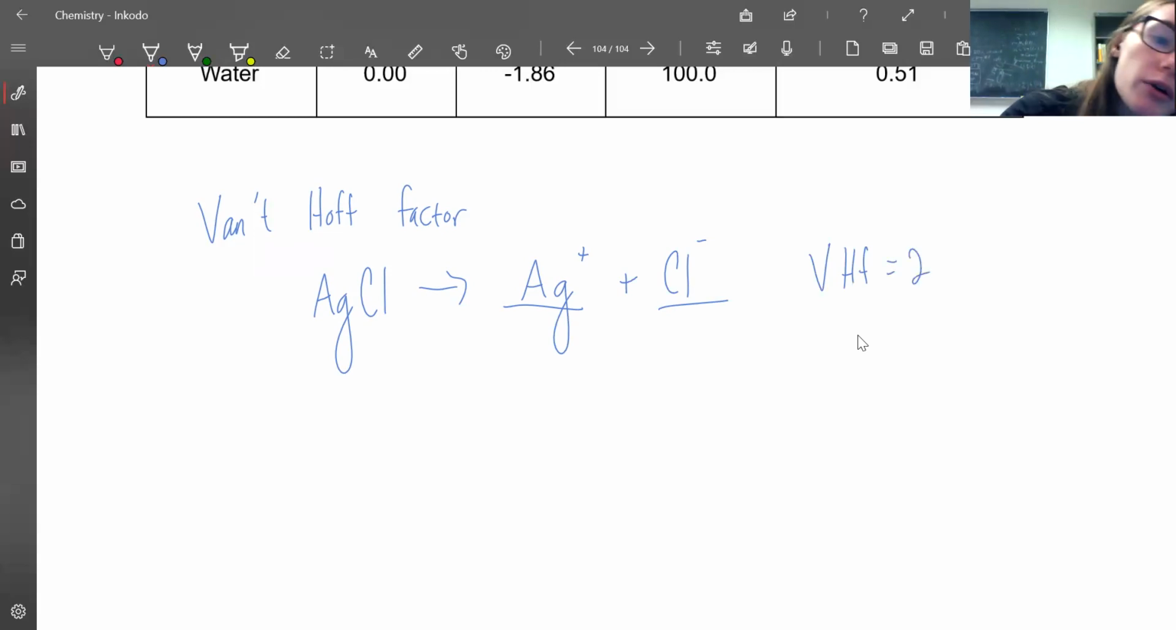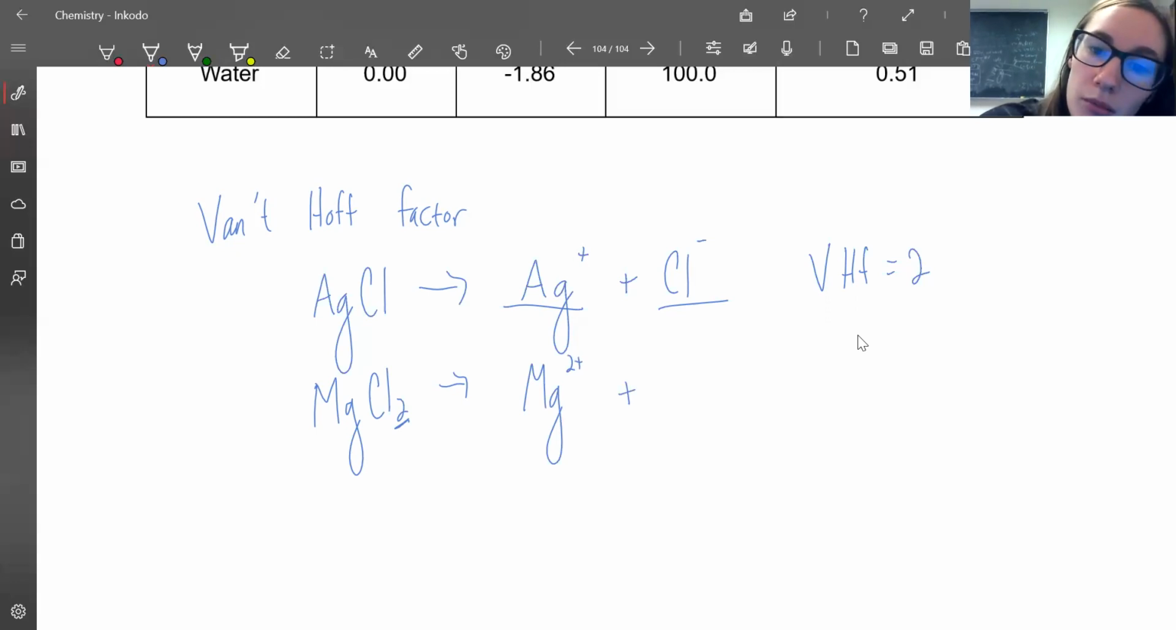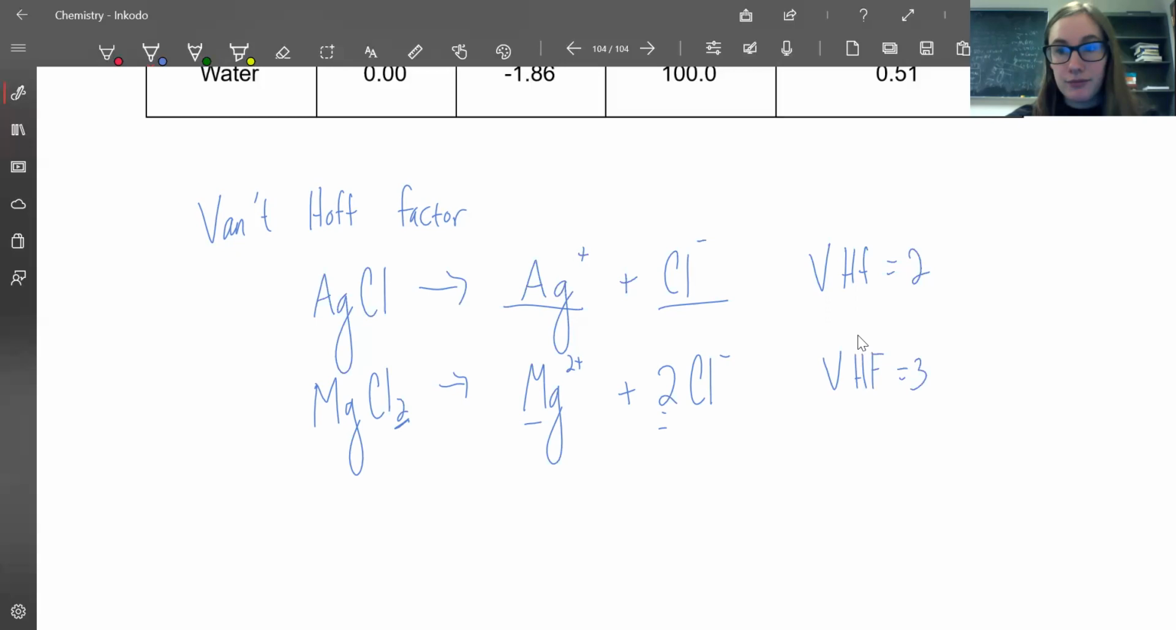Not terrible. Okay, what about, let's do MgCl2. Now in this case, you've got 2 chlorines. So we've got Mg 2 plus. Remember, you can get these charges on your periodic table. Plus 2 Cl minuses. In this case, we've got 1, 2, 3. So this one has a Van Hoff factor of 3.